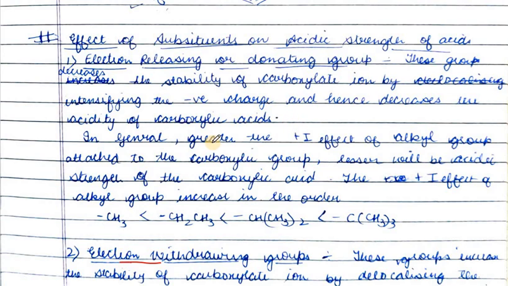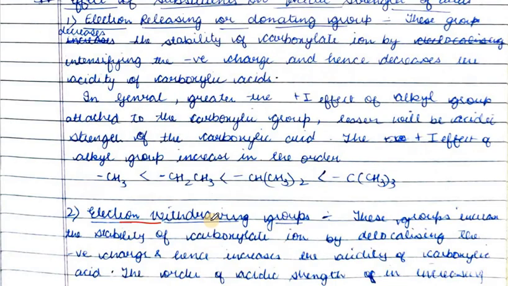In general, the greater the groups with positive inductive effect present, that is alkyl groups, the lesser the acidic strength of the carboxylic acid, and the positive effect of alkyl groups increases in this order. This is a more electron releasing group than this, than this, than this. So the electron releasing groups decrease the acidic strength.